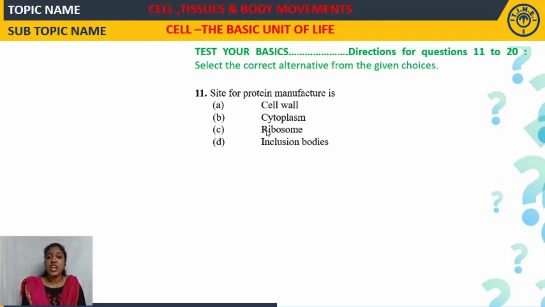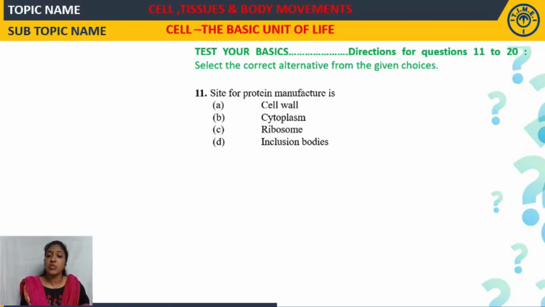What about the cell wall? The cell wall is not the site for protein manufacture. It is the non-living, rigid outer covering of a prokaryotic cell, and it is also present in a plant cell. It is meant for maintaining the integrity or stability of a cell. Then what about cytoplasm? Cytoplasm is the fluid content of the cell in which many cell organelles are scattered. So it is also not the site for protein manufacture.